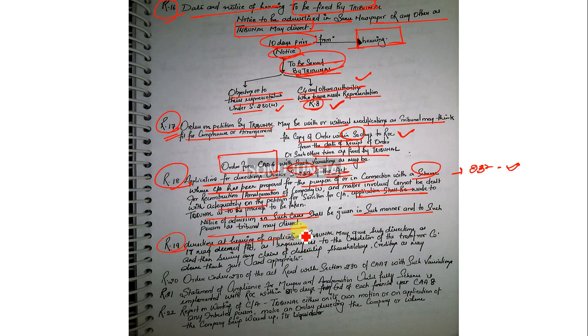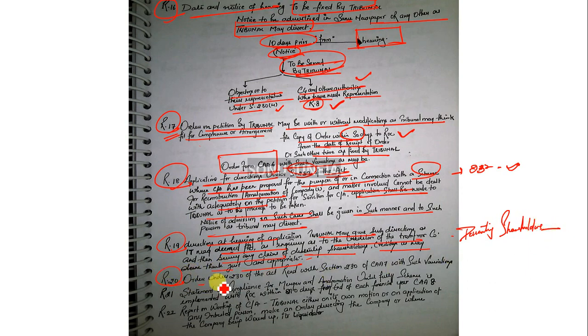Rule 19. Directions at hearing of the application. Tribunal may give such directions as it may deem fit. Inquiry as to the creditors, transferor company, and securing any claims of the dissenting shareholders. Creditors may think just fit and appropriate. So this is for the dissenting shareholders.